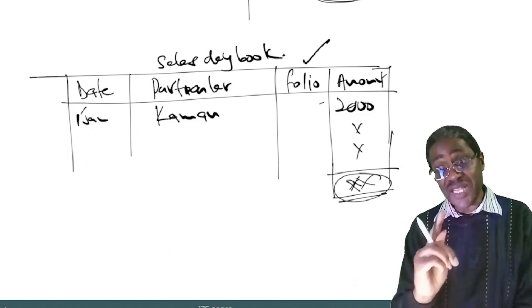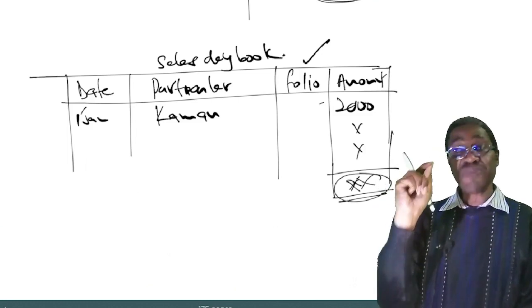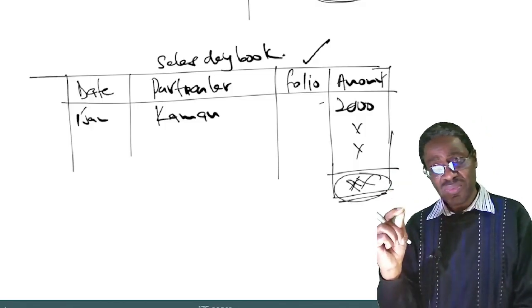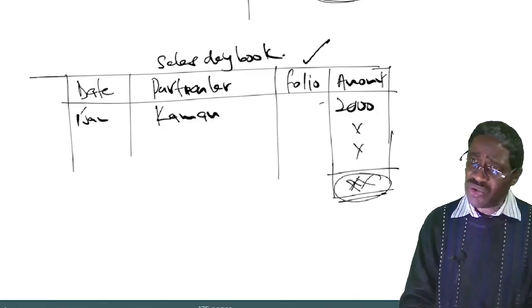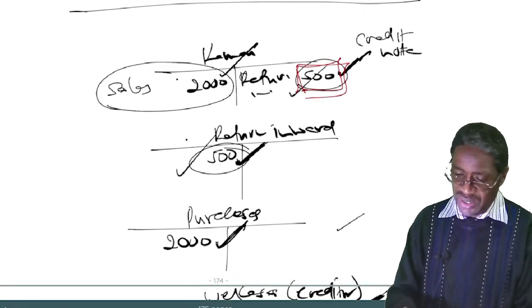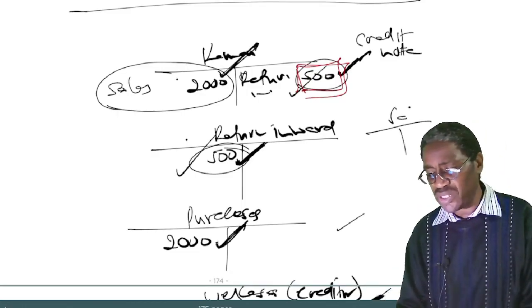You transfer them to the sales account. I want you to listen. You transfer them to the sales account as a single amount. You sold goods on credit to Kamau. You must have debited Kamau here. I told you, you will have to credit the account of what? Sales.